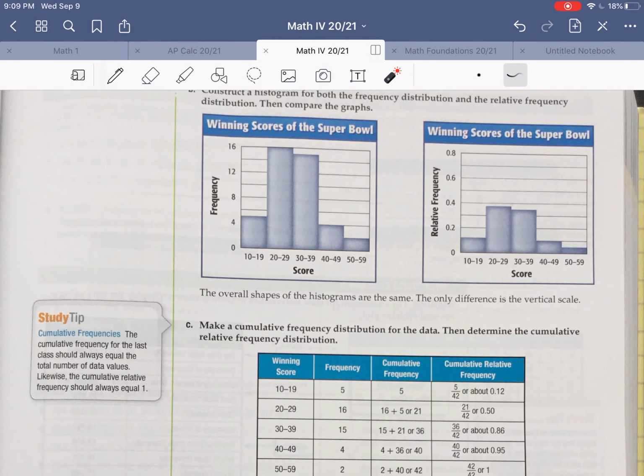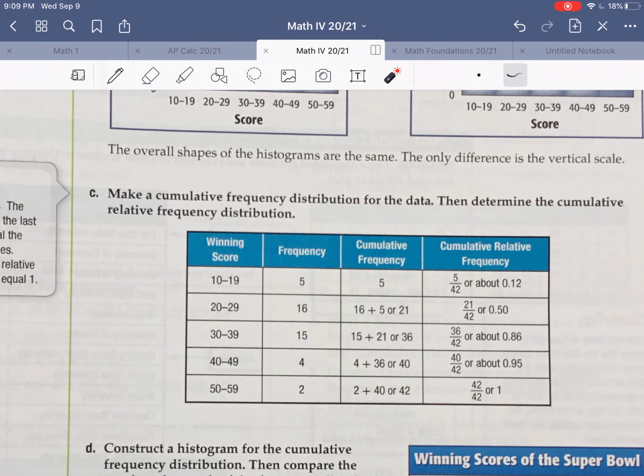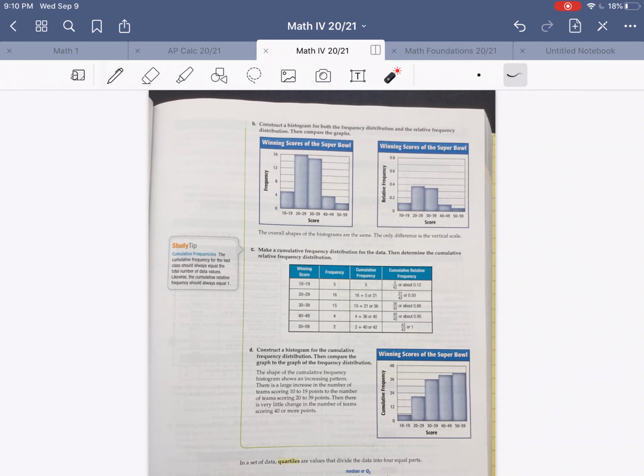Histograms, it's the same thing. It's basically a bar chart of a relative frequency. Cumulative frequency, this one is kind of helpful because let's say you want to know how many winning scores were under 29 points. Well, this is your cumulative relative frequency. What we're doing is we're adding this group to get my cumulative frequency, and then divide that by 42 and we get our percentage. So it's good to know that 50% of them were 29 or less, and here we've got 86% that are 39 or less, and so on. And 1 is 100%. Don't forget that.